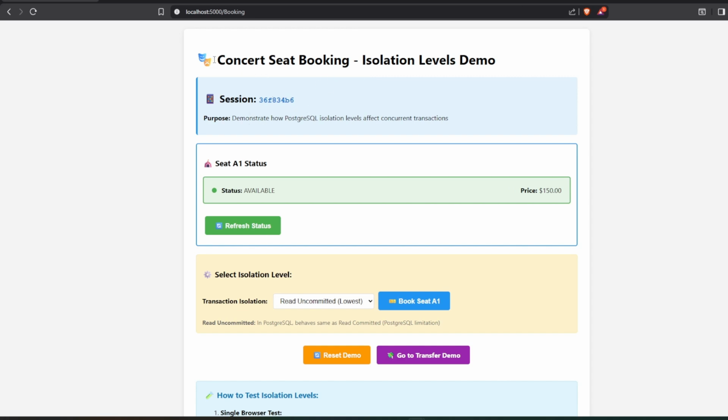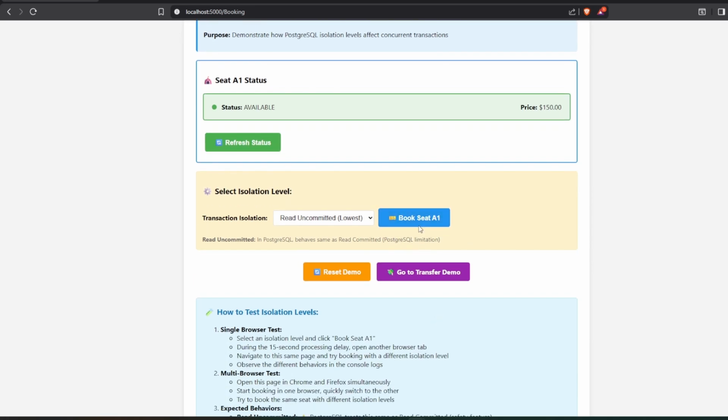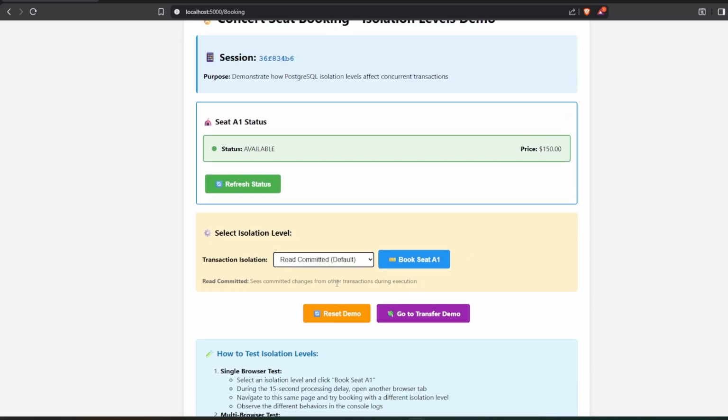For this concert seat booking, you see this is a session with 36F, and there is a 4FP. Two different sessions are there. And I have created a database in there. There is a particular seat A1. I'm going to demo only a single seat. I didn't want to complicate the example with multiple seats and other options. So what I'm going to do over here is book this seat with read committed.